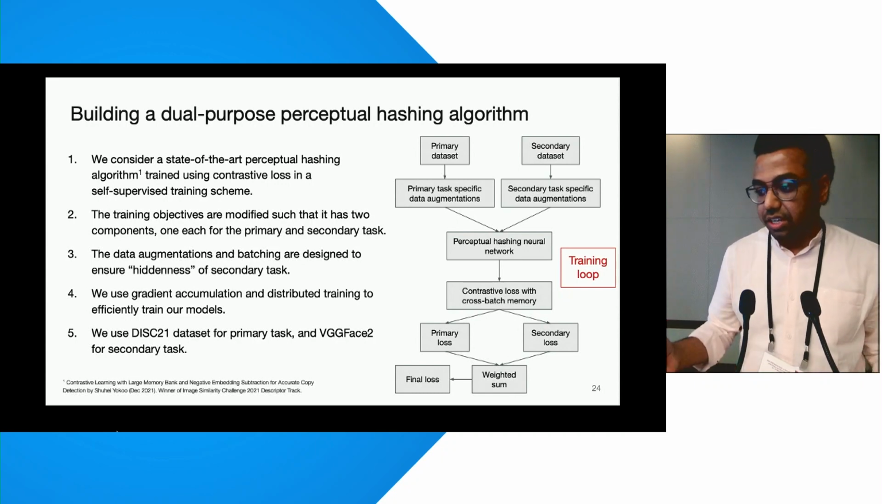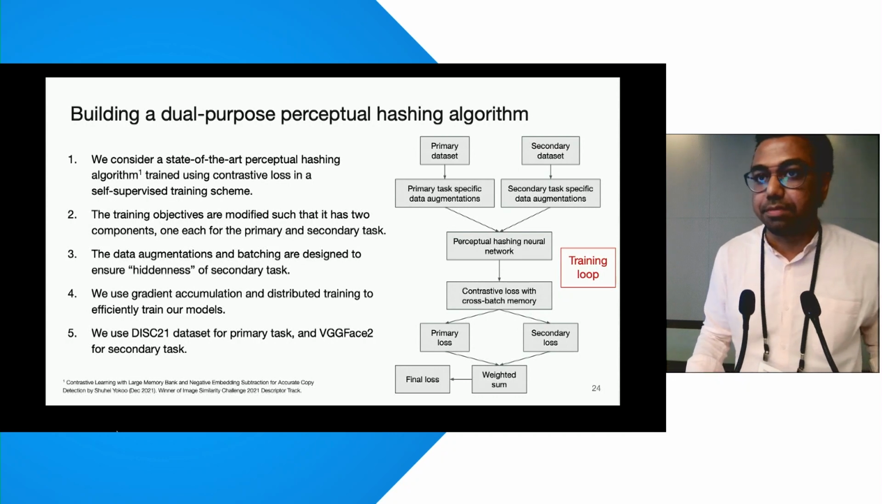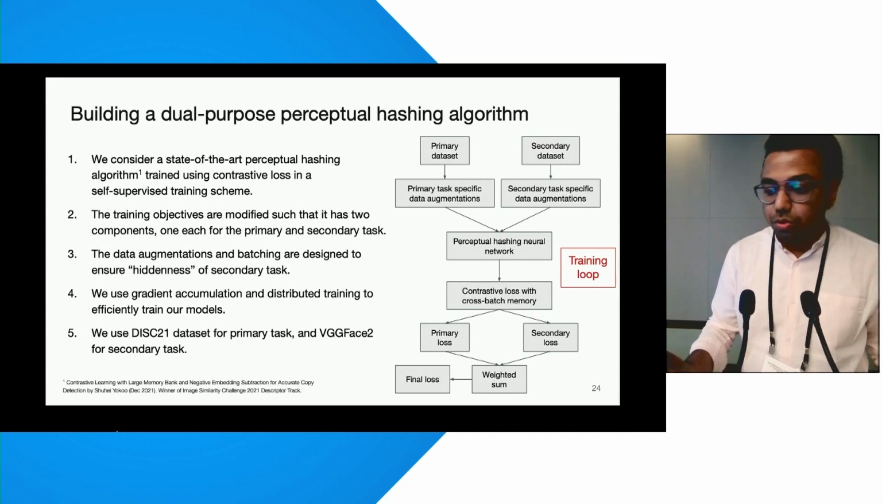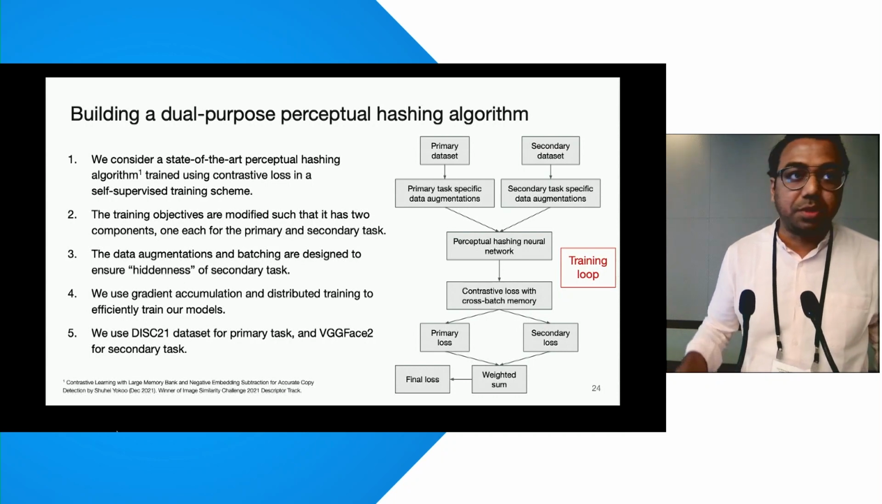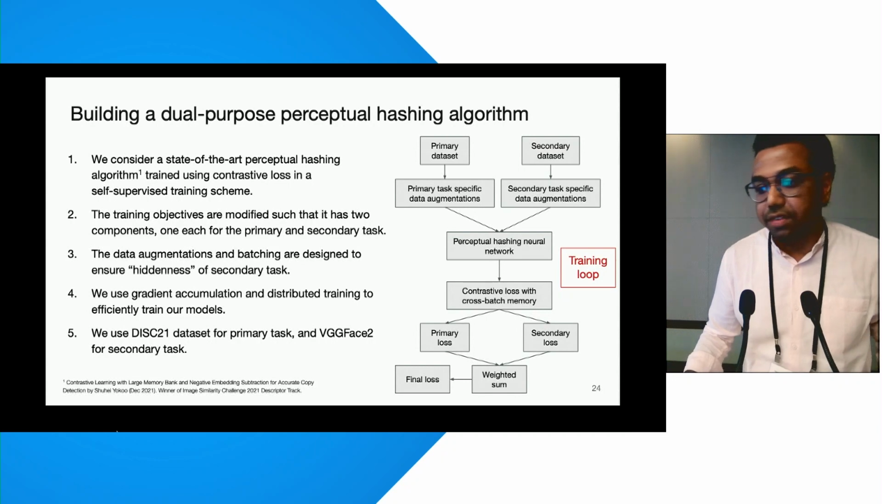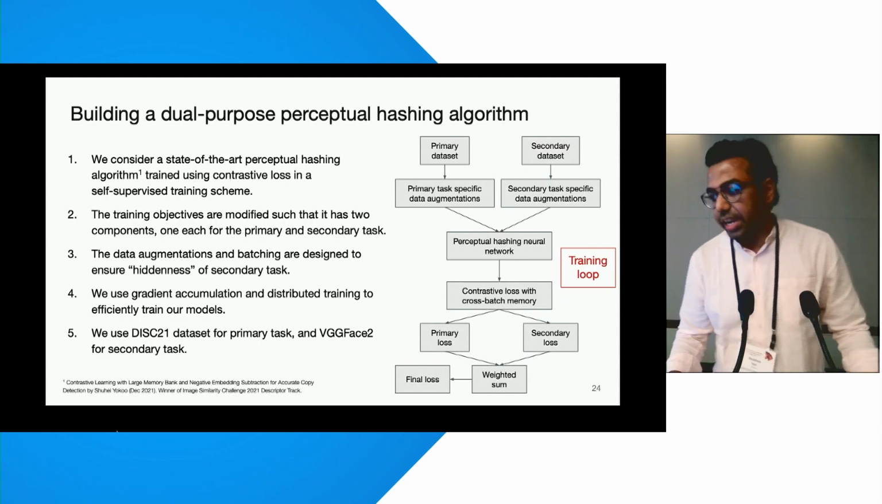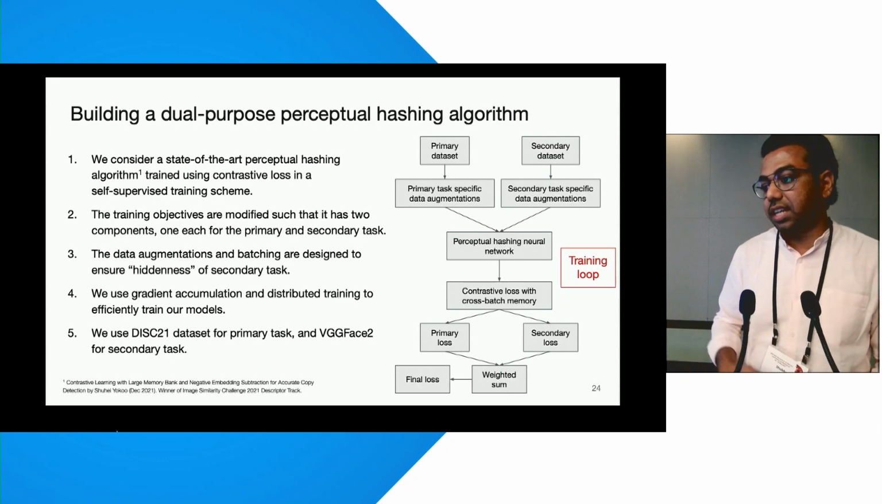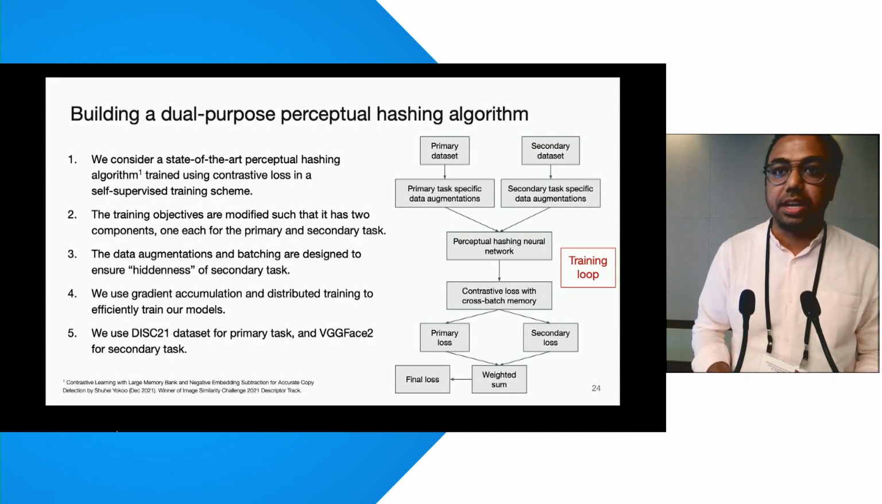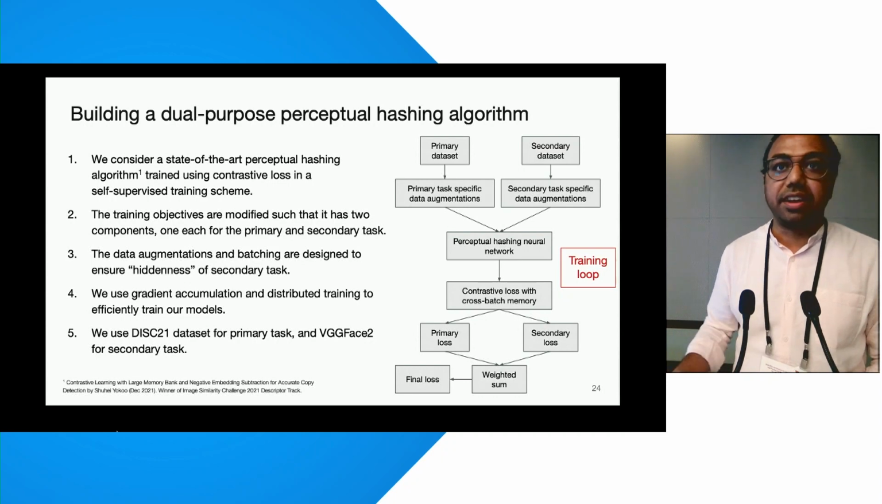It takes it, constructs the two different losses for both the tasks, and the final loss is computed using a weighted sum. And finally, we use the DISC21 dataset for our primary task. It has been specifically designed for image copy detection, and the VGGFace2 dataset for the secondary task. Again, there are a lot more nuances and details. The whole process has been designed such that it does both the primary task and the secondary task, and the secondary task remains hidden.